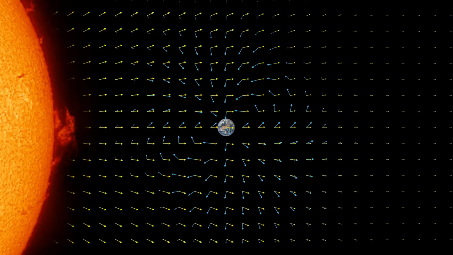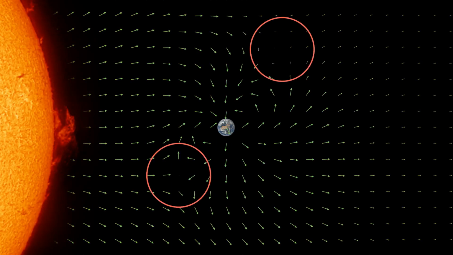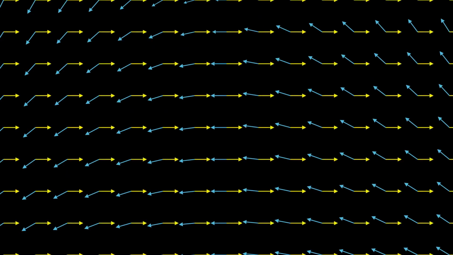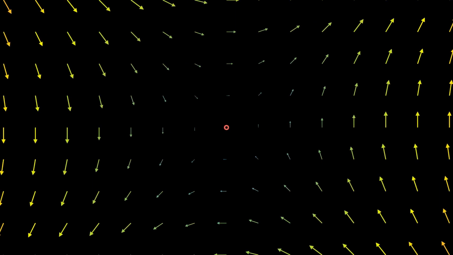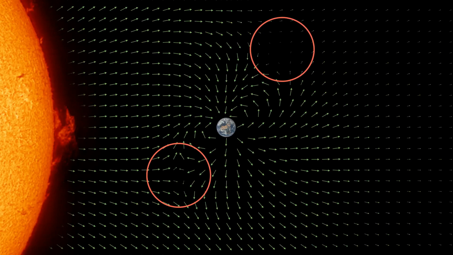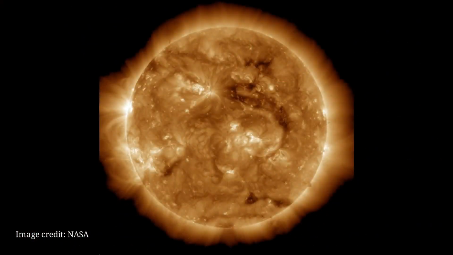Chris wanted to know if there was a simple way of solving for the places where these two fields cancel out, pointing in opposite directions and producing a point where the magnetic field is zero. These points are called magnetic nulls. The reason this question interested Chris is that these locations where the magnetic field goes to zero carry special importance.